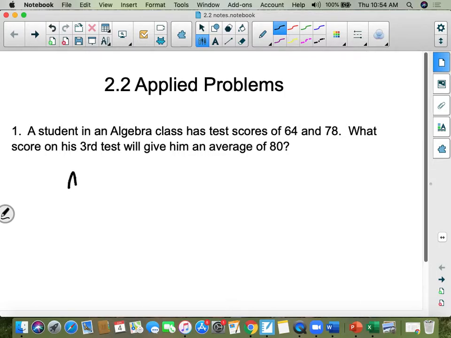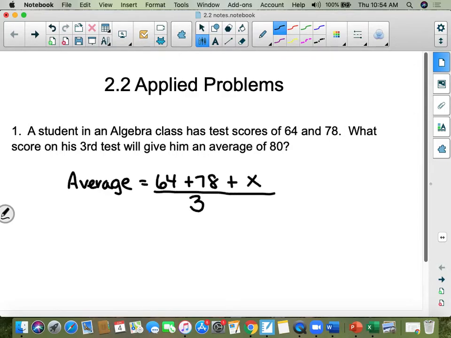Well, I'm hoping you know how to find the average. The average is to add them all up, 64 plus 78. Those are your first two. And then your third test you don't know, which is x, divided by 3, and you want an average of 80. So basically you multiply both sides by 3 and add 64 and 78 together. 64 and 78 makes 142 plus x divided by 3 equals 80.